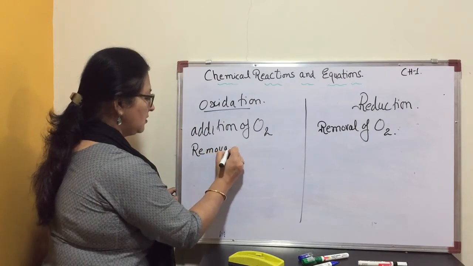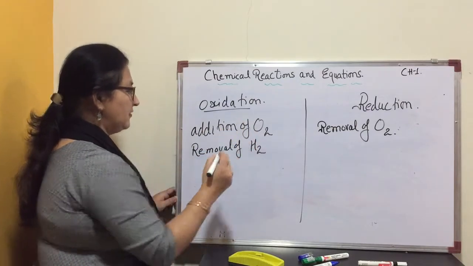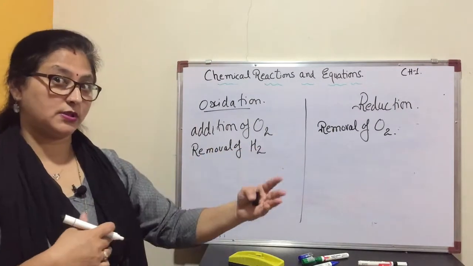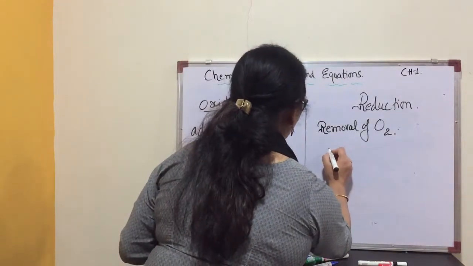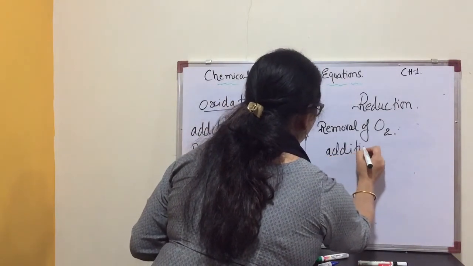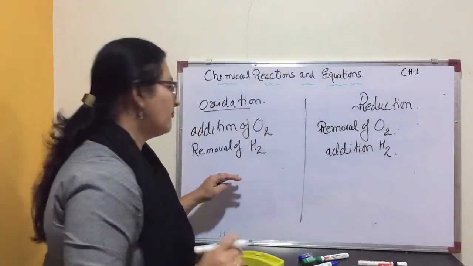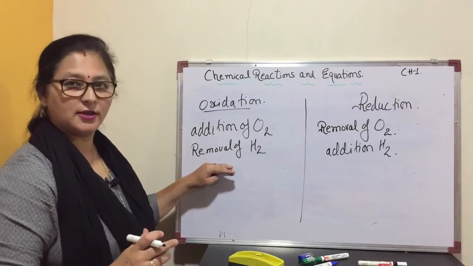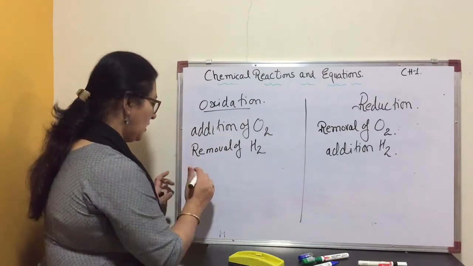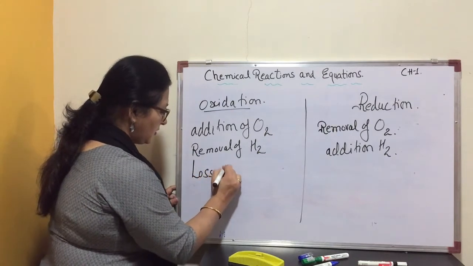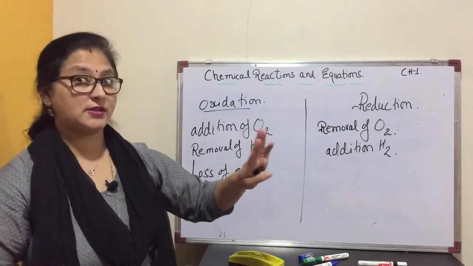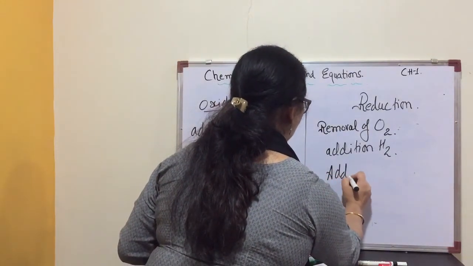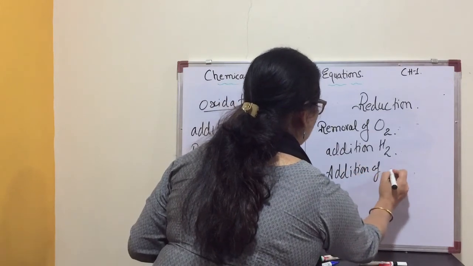Here, removal of hydrogen. In oxidation, hydrogen is removed; reduction will be just the opposite, addition of hydrogen. Yeah. One more thing which is not there in your book: in oxidation, because hydrogen is removed, there will also be a loss of electrons, and in reduction, because hydrogen is added, there can be addition of electrons.